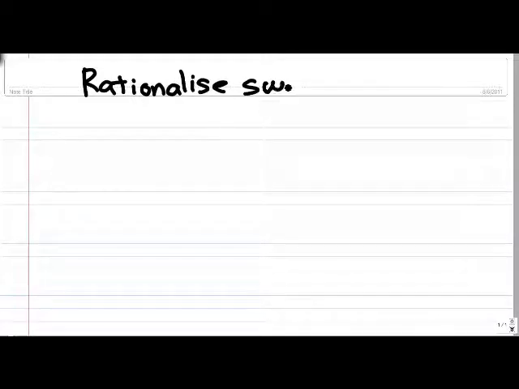We spoke about surds on the last lesson, so we want to talk about how we can actually work with surds and rationalize surds. Now, if there is a single term surd in the denominator, we can rationalize it by using the following steps.